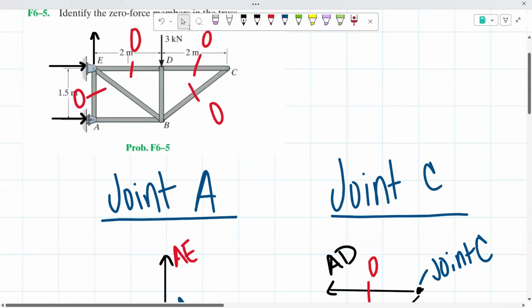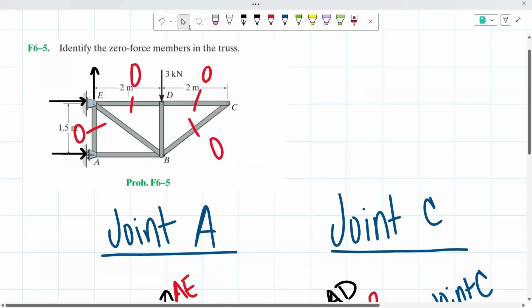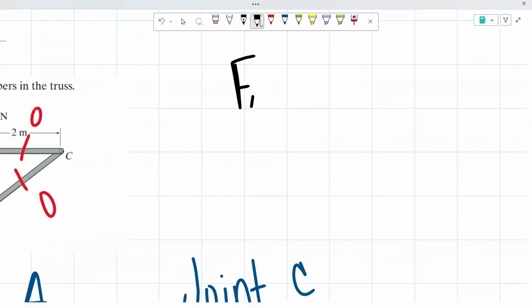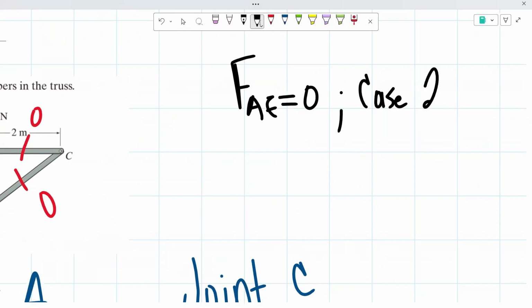So we were able to determine 4 zero force members. I'm just going to write them up here. We have the force of the member AE equaling 0 because of case 2, which is the windshield wiper case. So at joint A, because that's how we found it, the force AE is equal to 0.